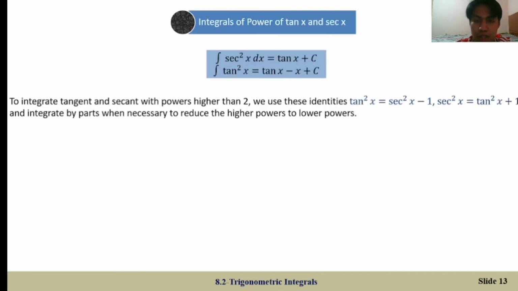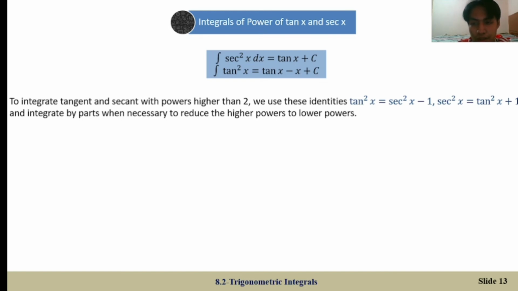The next and the last part of our subchapter is the integral of powers of tangent x and secant x. The integral of secant squared x is tangent x, and the integral of tangent squared x will be equal to tangent x minus x plus constant C.